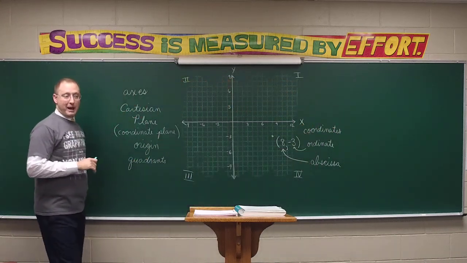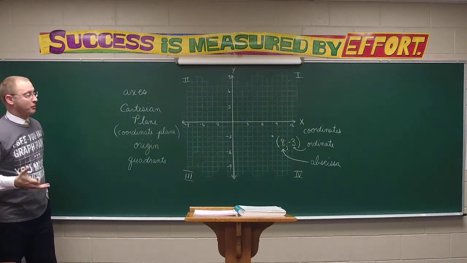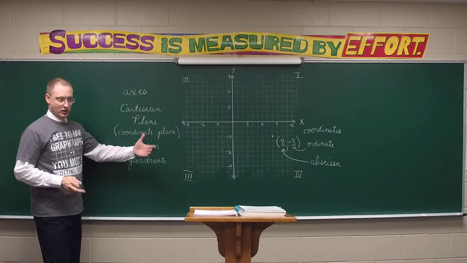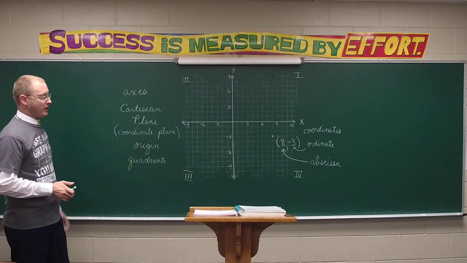You might recall this from Algebra 1, that co means with. So when you put the abscissa with the ordinate, you have the coordinates, or the exact location of the point.